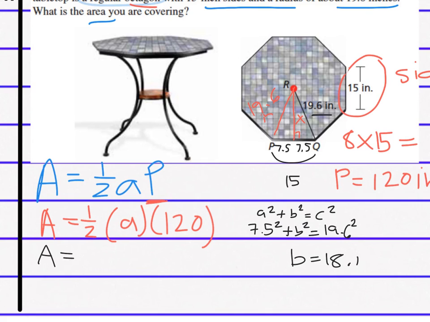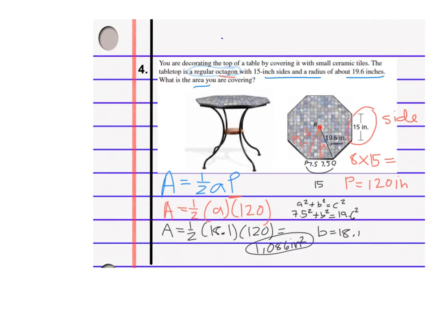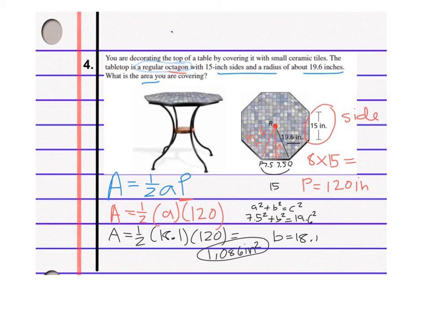So now I'm ready to use my area formula, 1/2 times 18.1 times 120, and I get 1,086 square inches. You could use trig and a central angle like we did in example 3, but since this one gives you the length of the side, you also don't need to if you don't want to.